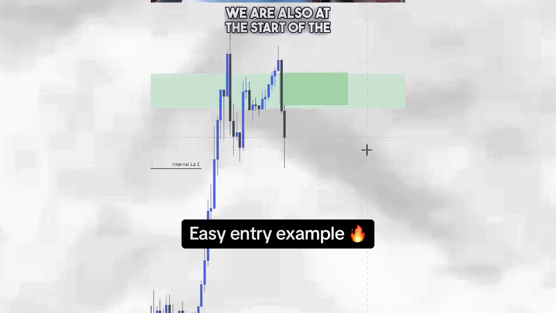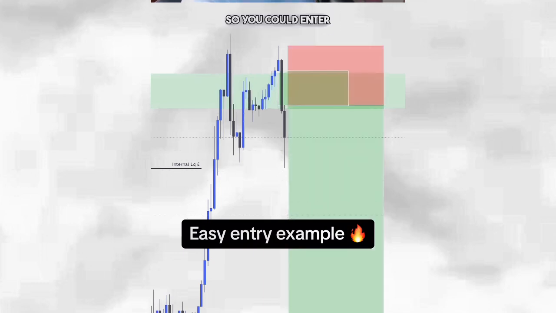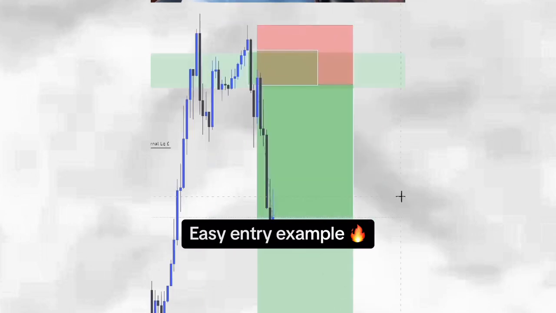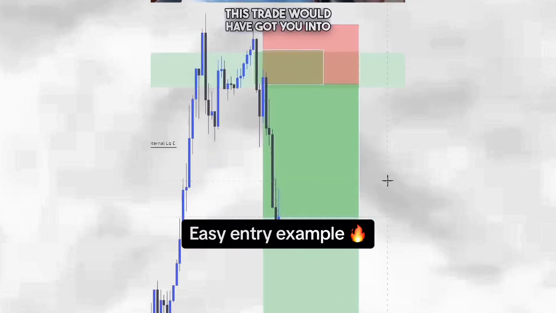We are also at the start of the London session as well. So you could enter inside this imbalance, stop loss above the high, liquidity down below. And as you can see, this trade would have got you into some decent profits. So all you're looking for is a draw on liquidity and an area of sell side or buy side inefficiency that lines up with your overall bias. Go and backtest this. Let me know how you get on in the comments.